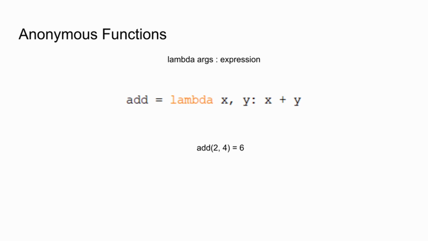So in this example, I've saved the anonymous function into a variable called add, and the purpose of this function is to add two numbers together. It has two parameters, x and y, and it returns the value of the expression x plus y. So if I were to call add with the parameters 2 and 4, the result will be 6.